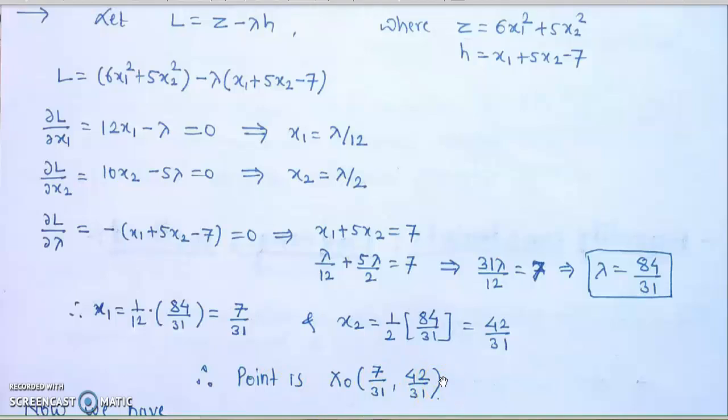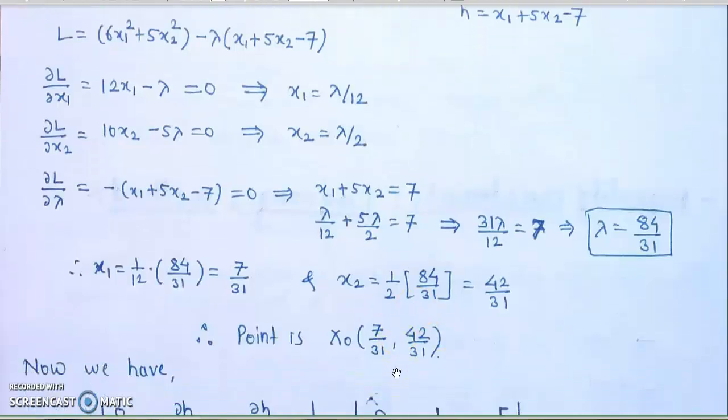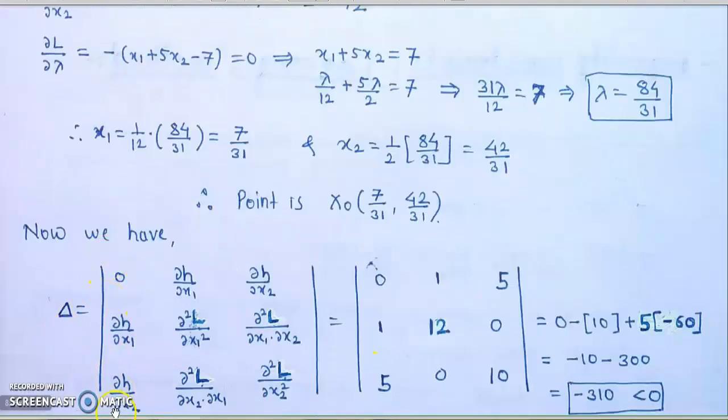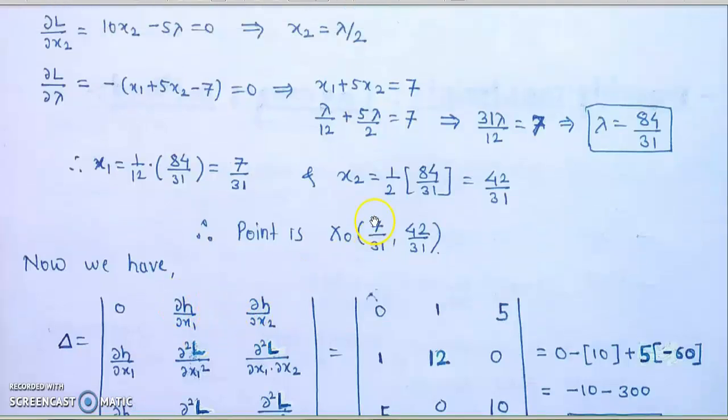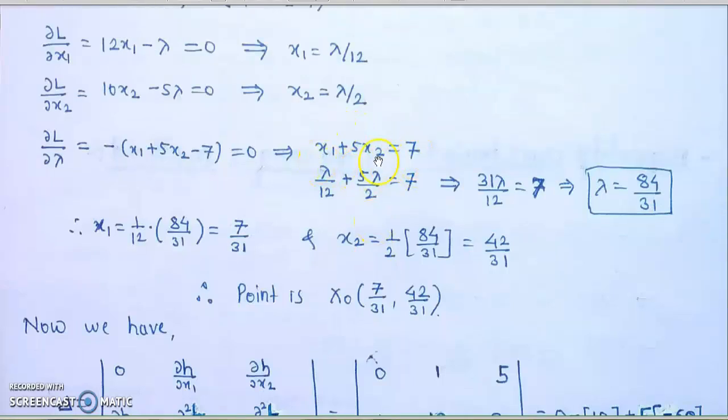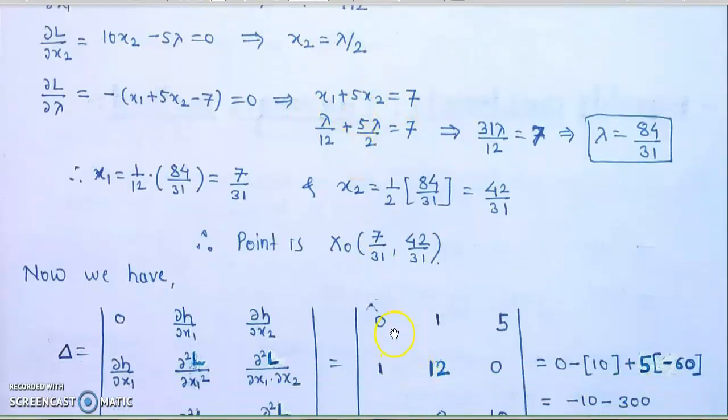Now we have to decide whether the function is maximum or minimum at this point. So we have the delta value. Delta value is a determinant of these values. So let's calculate dou h upon dou x1, dou h upon dou x2. Since h is the condition written here, this is also h. With respect to x1, the derivative is 1. With respect to x2, the derivative is 5. That's why 0, 1, 5 and 0, 1, 5.